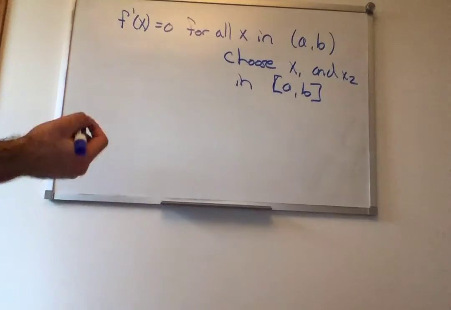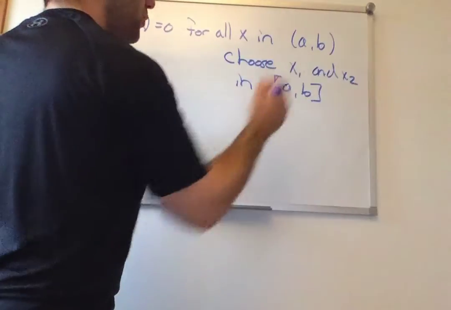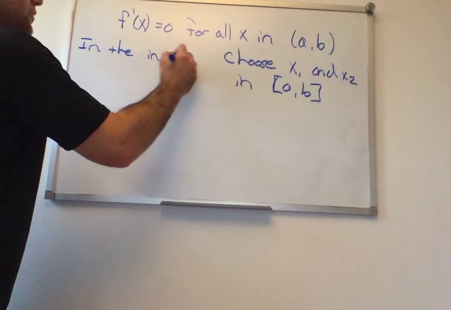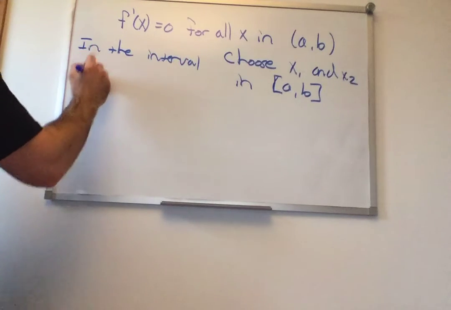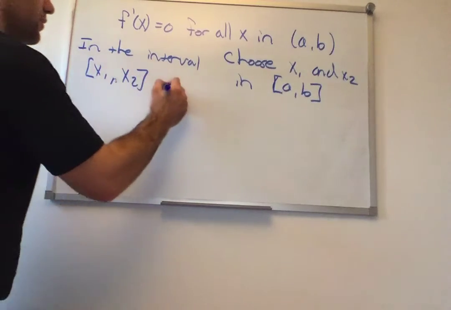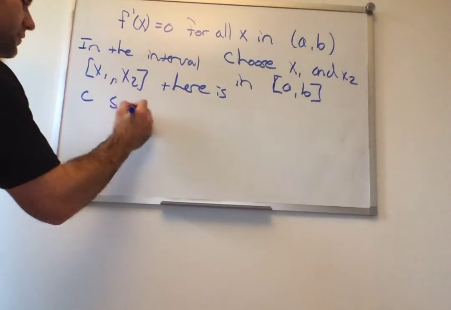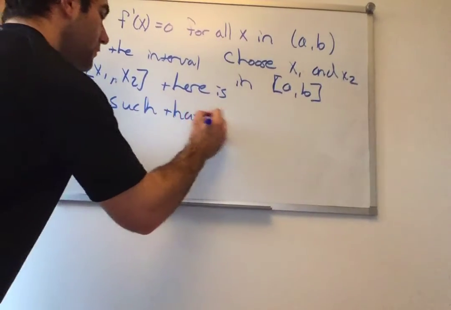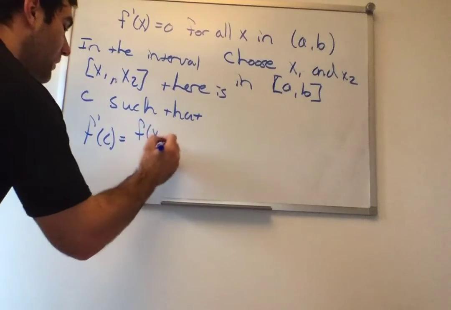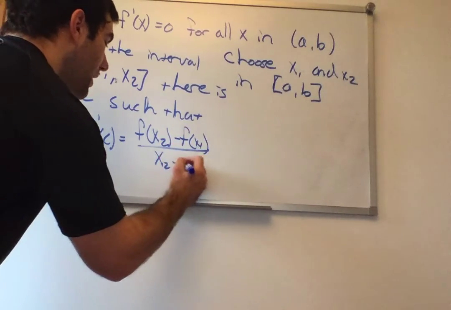Now we're going to use the mean value theorem. So in the interval x1 to x2, there is c such that f prime of c is equal to f of x2 minus f of x1 divided by x2 minus x1.